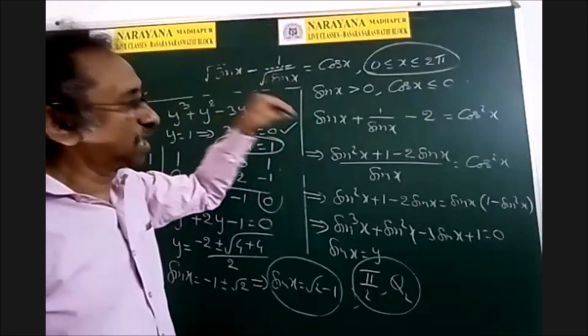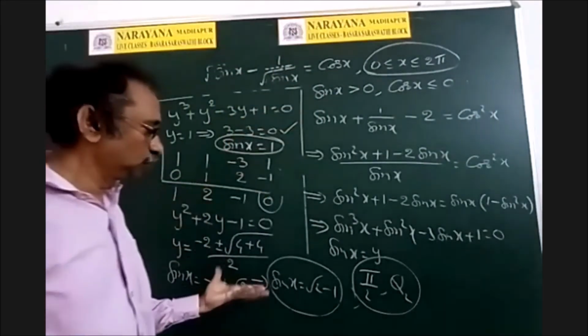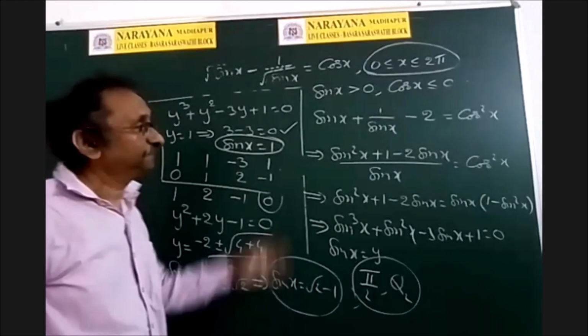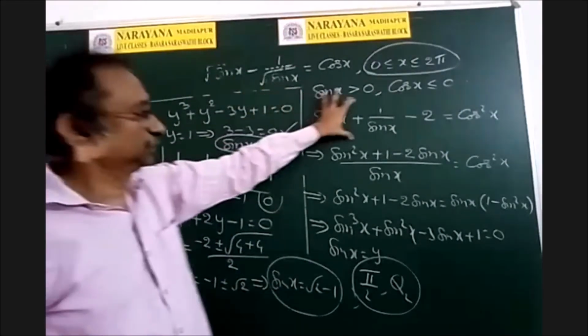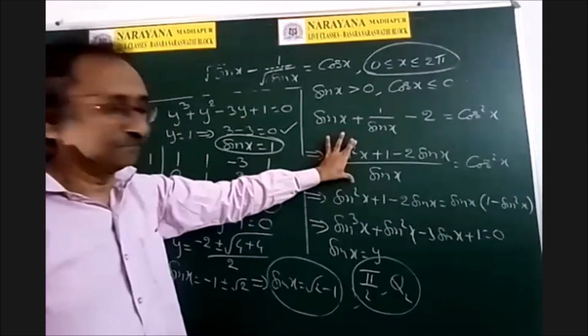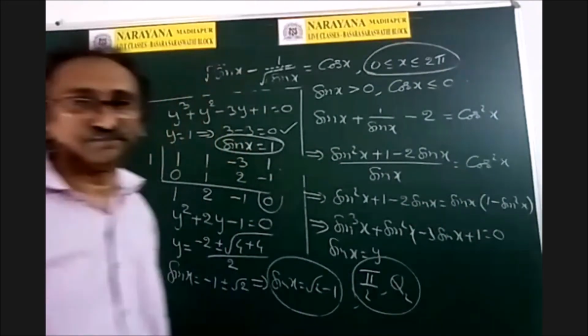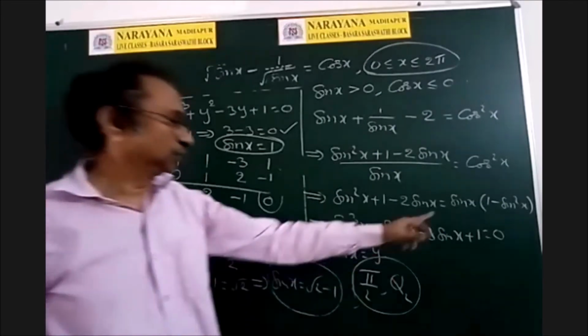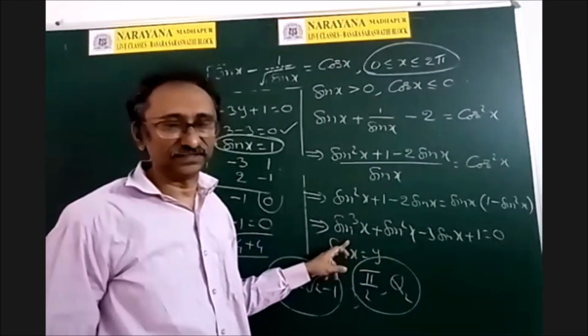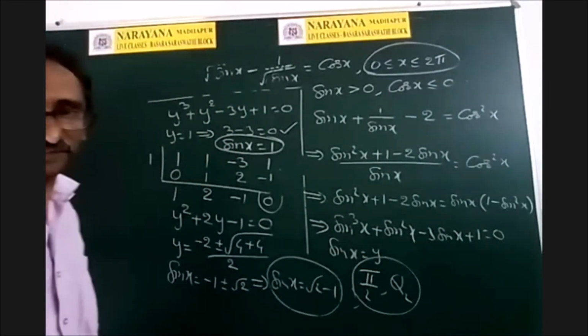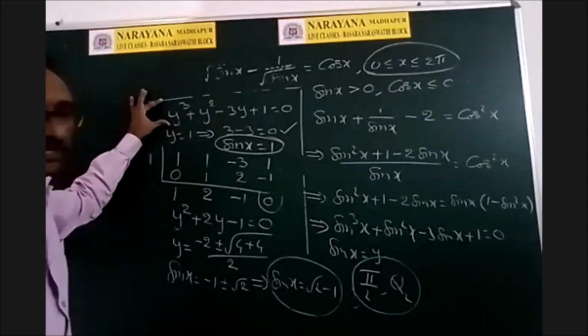So if you are not writing that condition, you may get extra solutions. Okay, right. Now squaring on both sides, you will get this. This is the LCM and this is the cross multiplication. In case of cos square, 1 minus sin square, and you will get a cubic equation in sin x. Put sin x is equal to some y. You will get a cubic equation in y.